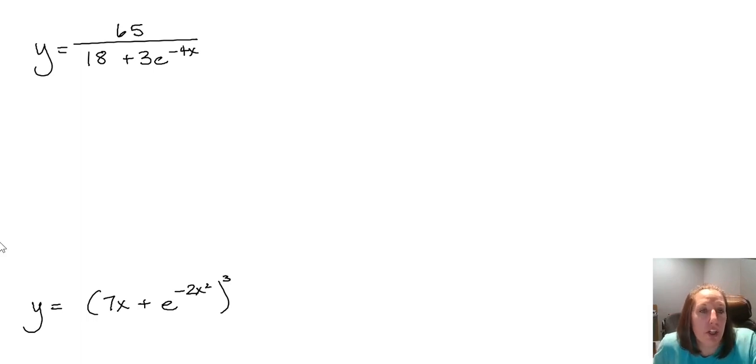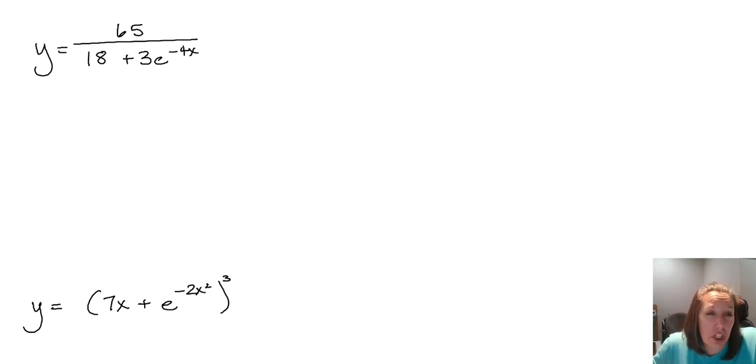Hello, in this video we're going to look at some exponential functions that are involved in more complicated chain rules. So our first example, we have y equals 65 over 18 plus 3e to the negative 4x.